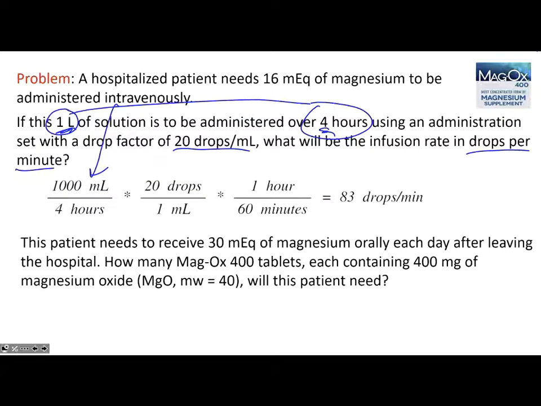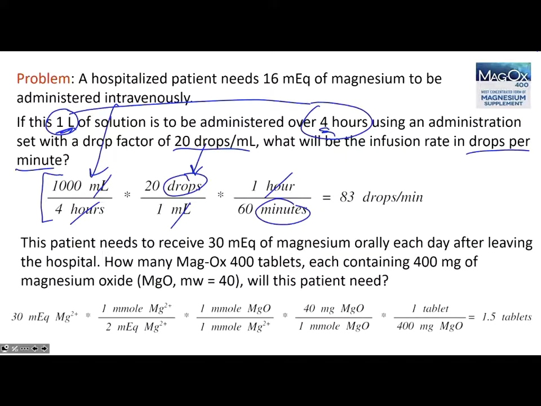So you can do either one in any order, but once you set this up, that's where we started with, then again, I'm going to convert my volume to drops, since I know that it's a 20 drop per mil set. If I multiply by 20 drops per mil, then my mils cancel and I'm in drops. Lastly, since I don't want hours, I want minutes, I'm going to multiply with the fact that in 1 hour there are 60 minutes, so that if I do my math right, I will have my final units in drops per minute. If I do my math, I get 83 drops per minute. Okay?